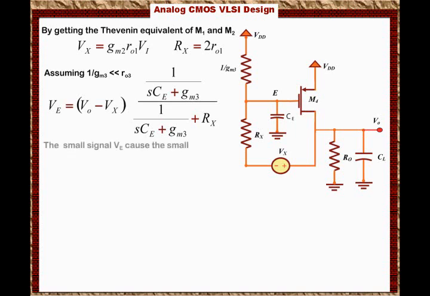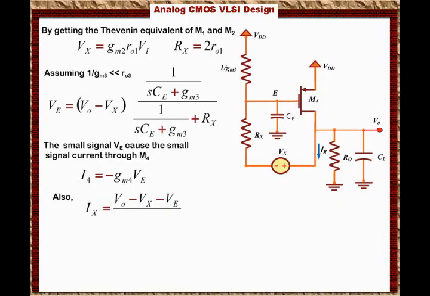Note that the small signal voltage VE causes the small signal current through M4. We can say that I4 will equal minus GM4 times VE. Also, we know that Ix, which is the current flowing through the Thevenin equivalent circuit, can be expressed as Vout minus Vx minus VE over Rx.